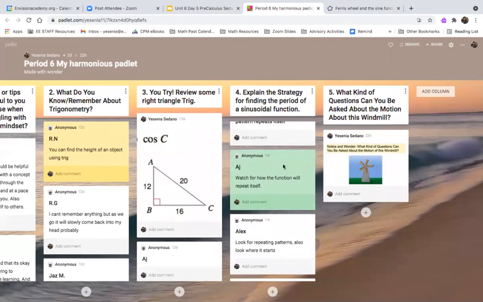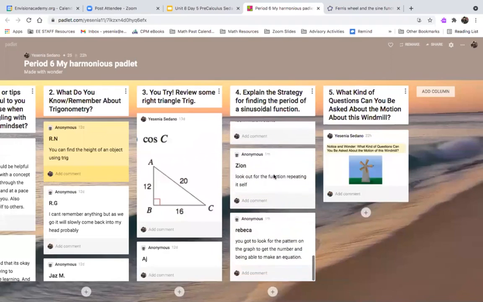I highlighted this one because not only was pattern coming up, but a lot of you mentioned looking for when the function starts to repeat itself. Then that's how you know that's the length of one period. So I really like this strategy down there.